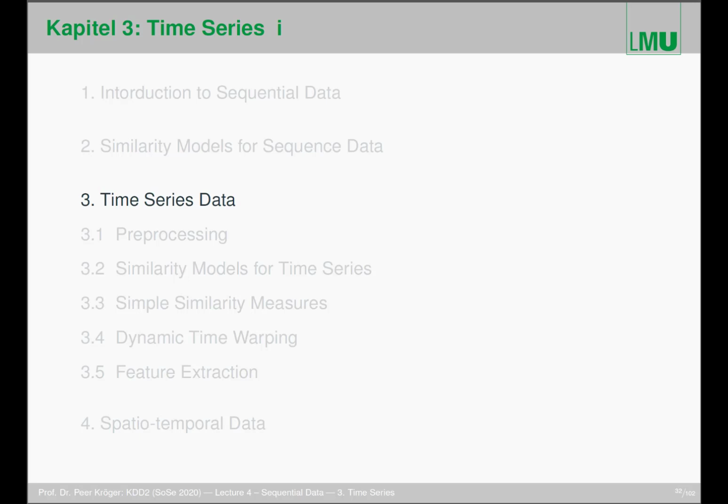We are in the middle of Lecture 4 Sequential Data, and we talked about sequential data in general, and then the most generic type of sequential data, sequence data. We talked about similarity models for sequence data 2 weeks ago, and this week we will talk about time series data. So a special case of sequences where basically each index position represents a specific time slot, a specific point in time.